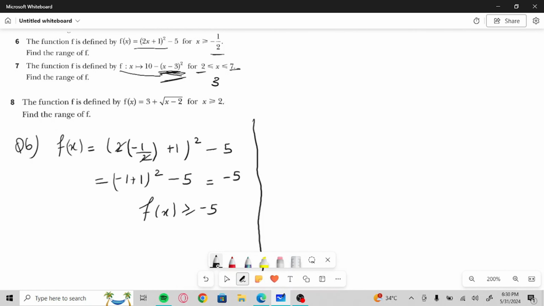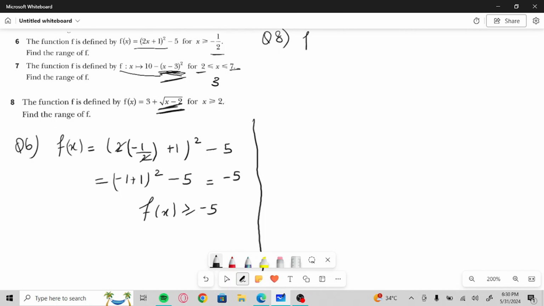Okay, so on to question number 8. This question tells us that the function f is defined by f(x) equals 3 plus the square root of (x minus 2), for x greater than or equal to 2. Find the range of f. Again we want something that will make the value under the root 0, because that's the main thing. That's where x lies, and the minimum we can get is when this part of the equation is equal to 0.